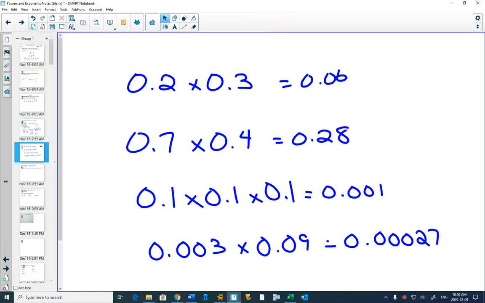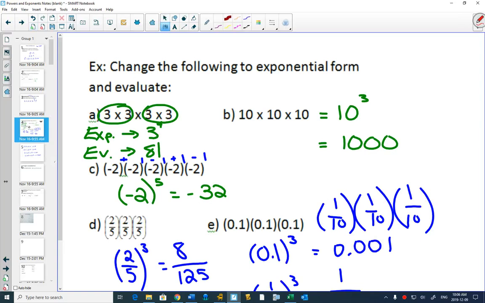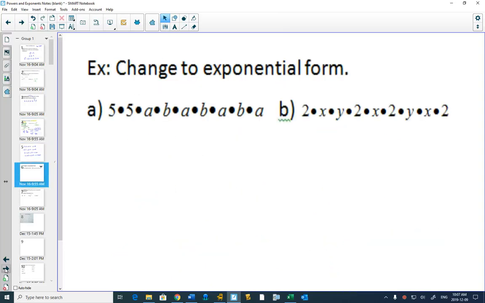So, that was, if we look back here, the question we just did. The key things that you're going to need to know for the test is this definition, exponential form. That's writing it as the power. And this definition, evaluate, which means you need to write the answer. When we get to slide number 8. So here's our next question. Change to exponential form.